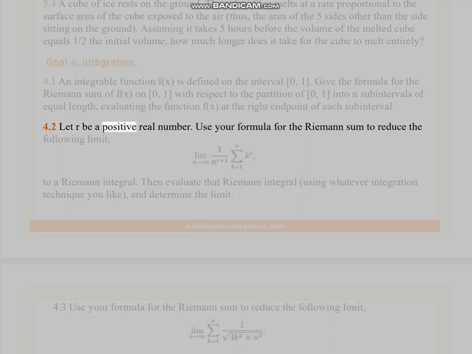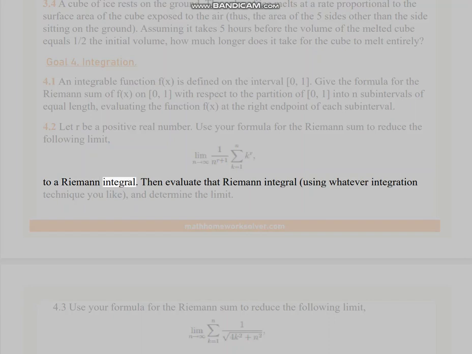4.2 Let r be a positive real number. Use your formula for the Riemann sum to reduce the following limit to a Riemann integral. Then evaluate that Riemann integral using whatever integration technique you like and determine the limit.